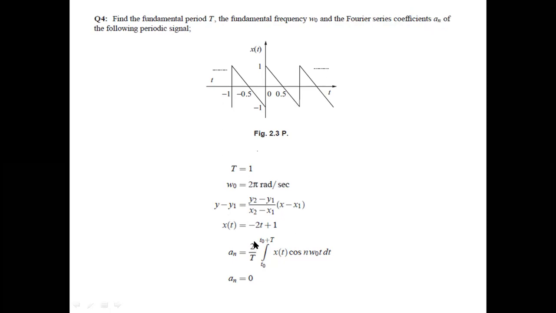An is equal to, you have the formula, 2 by T integral from t1 to t1 plus T of x of t cos n omega naught t. Where n is equal to 0, the a of 0 will get cos 0. Okay, and here t is equal to 0. 1 into cos 0, the value is 0 only. Okay.